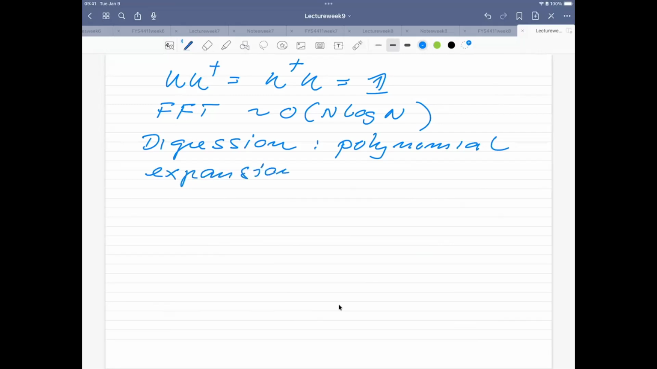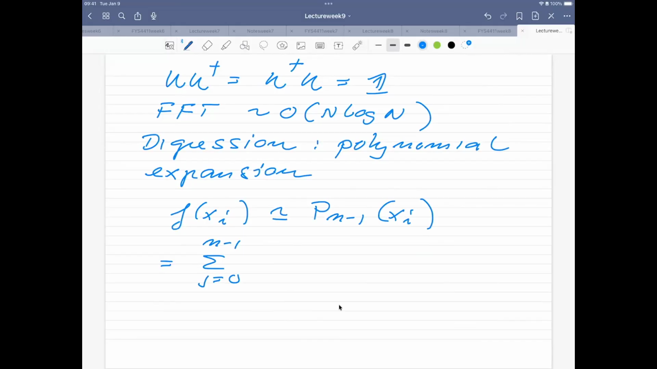So this is just meant as a small digression. If we do a polynomial expansion, what we are doing is approximating a function with a polynomial of degree n-1 evaluated at points x_i, and we know that this is a sum over j equals 0. This is also a case which we can rewrite as a matrix times a vector.